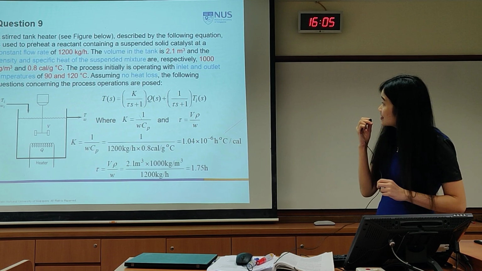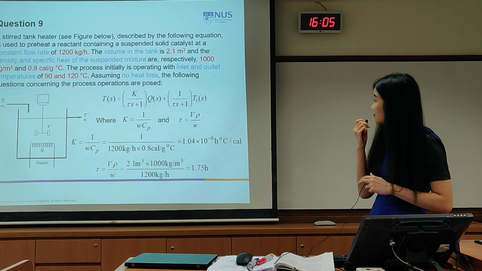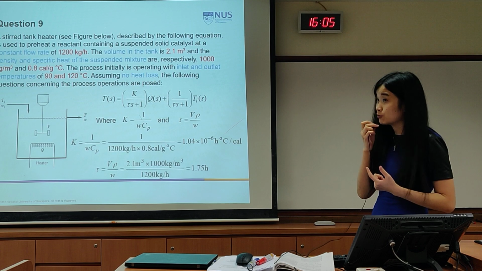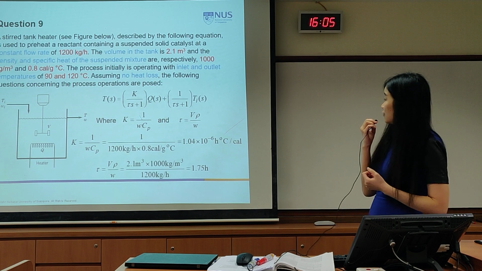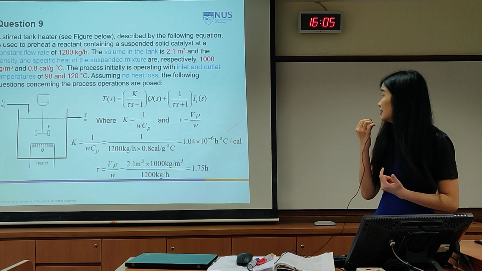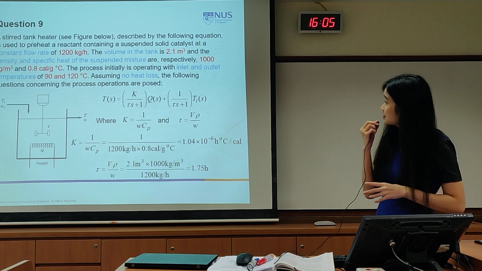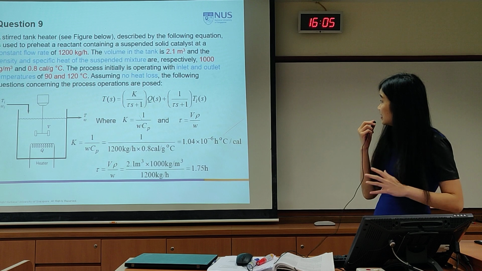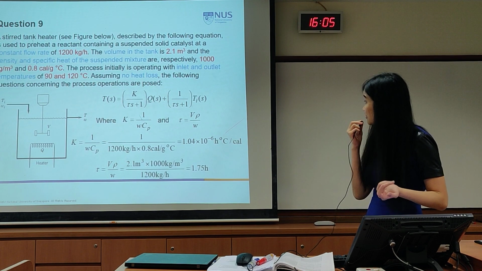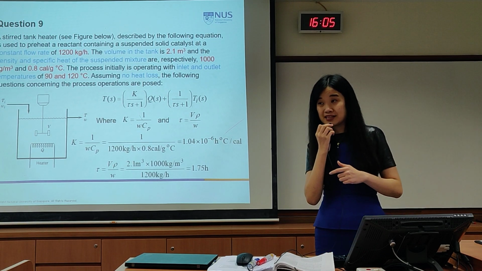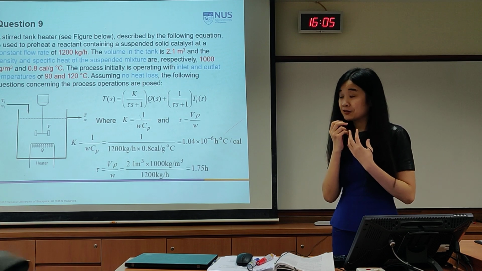Right, so here we are given that the constant flow rate is 1,200 kg per hour. We know the volume, V, is given as 0.1 cubic meters, and the density and specific heat of this liquid mixture are given. Then initially this process is operated with the inlet and outlet temperature at 90 degrees C and 120 degrees C. So here we have the assumption of no heat loss. What is the process model?